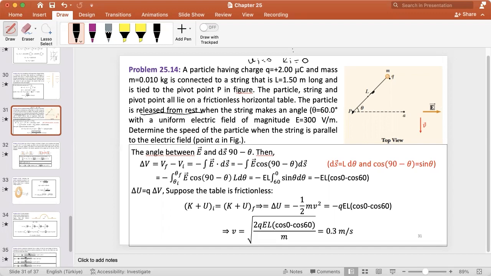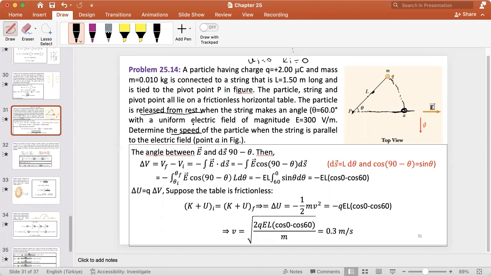It means when this particle comes here, of course, this string is parallel to the electrical field, isn't it? Can you see? The electrical field is going here, and my string is here, so they are parallel to each other. Perfect. So it is asking again the speed. How can I calculate the speed? We can use energy transformation.